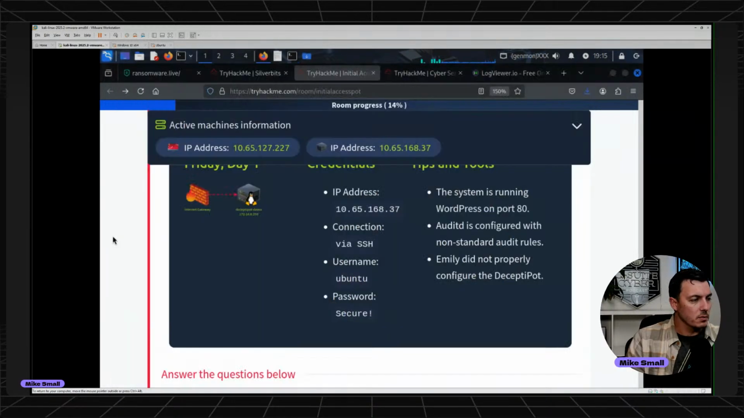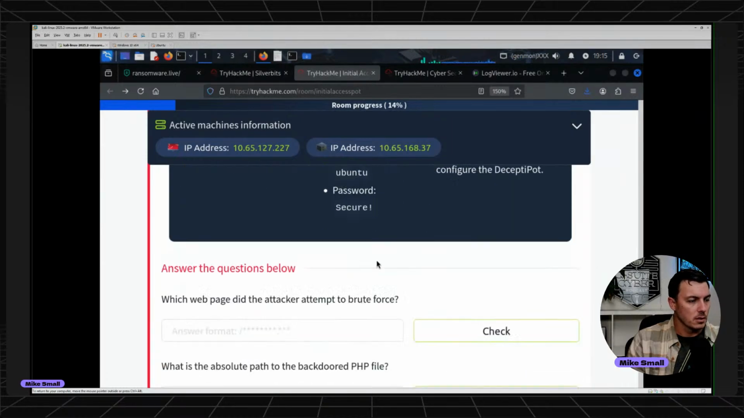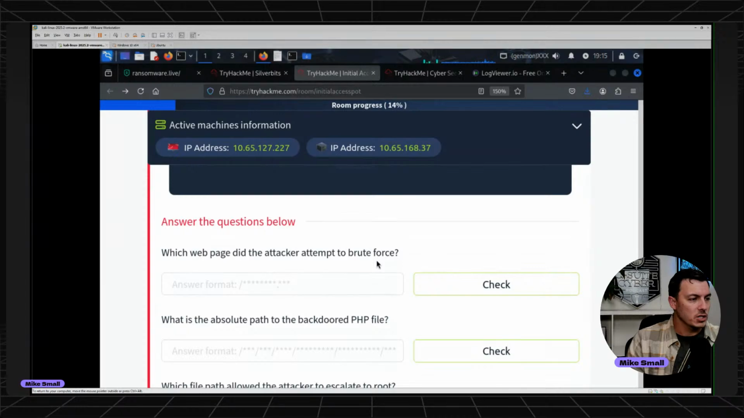Now we're in, we have access. Let's look at what we need to do first. So it says, which web page did the attacker attempt to brute force?